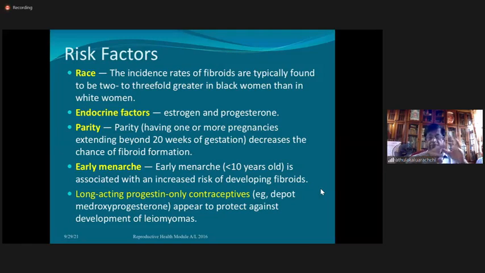When you have nulliparity, in nulliparous women, the fibroids are more likely to happen, and if you have many pregnancies, it's less of a possibility. And early menarche is associated with increased risk. If you use certain things like long-acting progestins, it seems to have a protective effect.